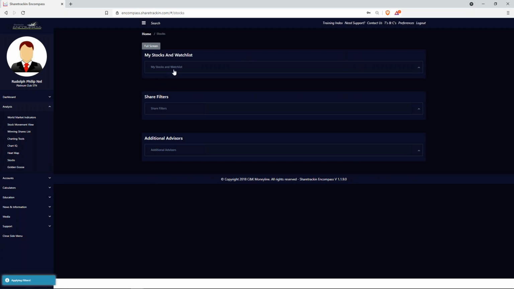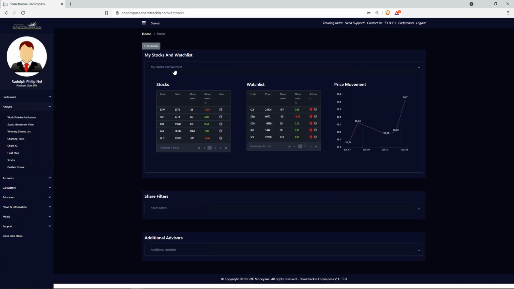Now, the first list that you'll get is my stocks and watch lists. Any shares that you've added onto your watch list will appear on your right hand side, and any stocks that you've bought will appear on your left hand side. So this basically is for all your portfolios. Let's say, for instance, you've got a simulation plus a homework account plus an extra account. All your shares will be added onto the stocks page. Same with your watch list. You've only got one watch list to work with.